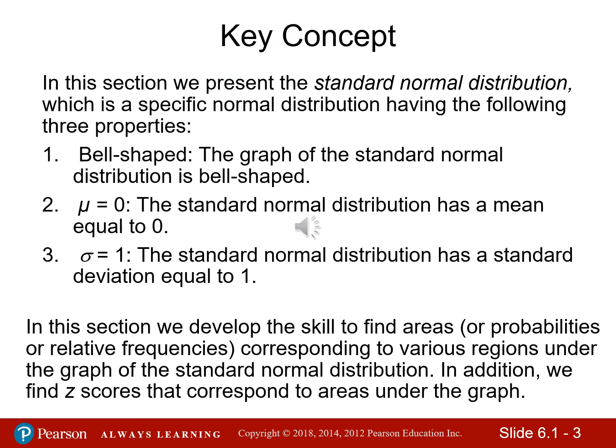The standard normal distribution is a specific normal distribution having the following three properties. The graph of the standard normal distribution is bell-shaped. The standard normal distribution has a mean equal to 0, and a standard deviation equal to 1. In this section, we will develop the skills to find areas or probabilities corresponding to various regions under the graph of the standard normal distribution. In addition, we will find z-scores that correspond to the areas under the graph.